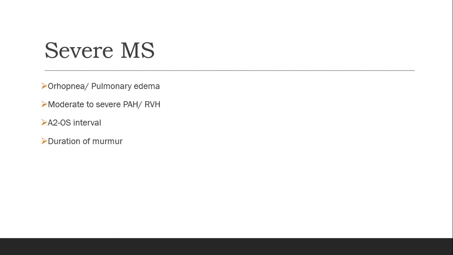It is your clinical question: how will you tell this patient is having a severe MS? By the A2OS interval and duration of murmur. Normal A2OS interval ranges from 30 to 150 milliseconds. So practical aspect, we cannot assess the A2OS interval audibly, but anyway, it's a question for you. But the duration of the murmur, very well you can appreciate. The longer the duration of the murmur, the more severe is the stenosis.